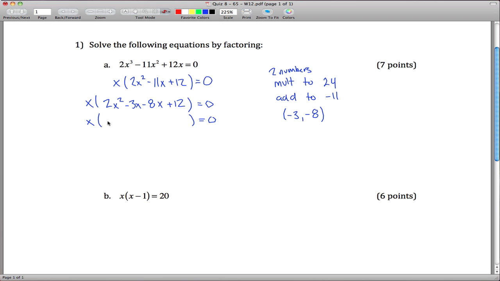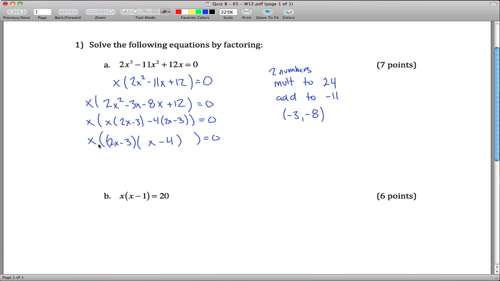These first two terms both have an x in them, so I'll factor that out and be left with 2x minus 3. These second two terms, I want to factor something out so I'm left with 2x minus 3. I think that something is negative 4. And now, leaving that x on the outside alone, I look at these two terms on the inside. They both have a 2x minus 3 in them. So I'll factor out a 2x minus 3 and be left with x minus 4.